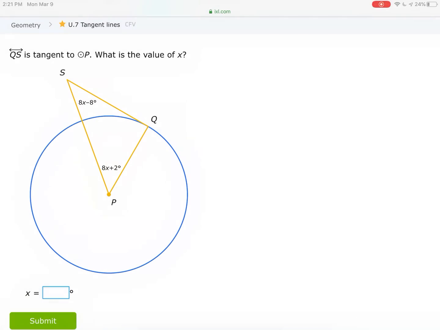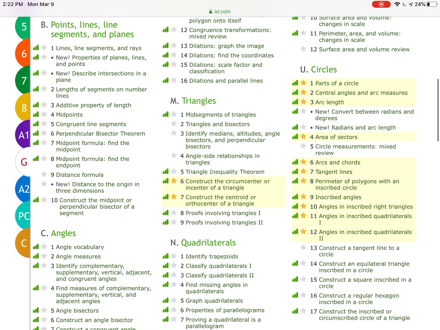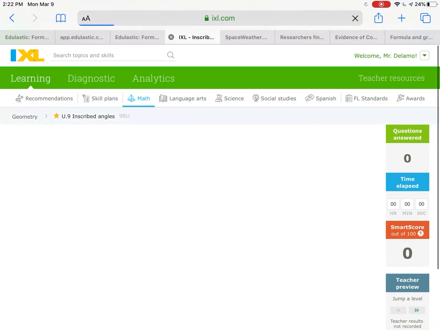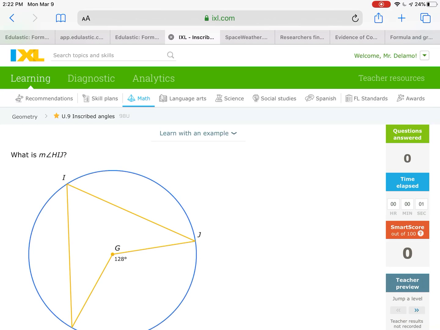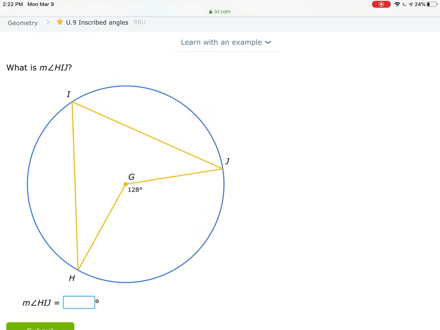Okay, I think that's good for U7. Let's go to U8. U8 actually I'm not going to do, because all that happens is that they ask you to do it with decimals, which is not much of a big ask. So let's do U9.